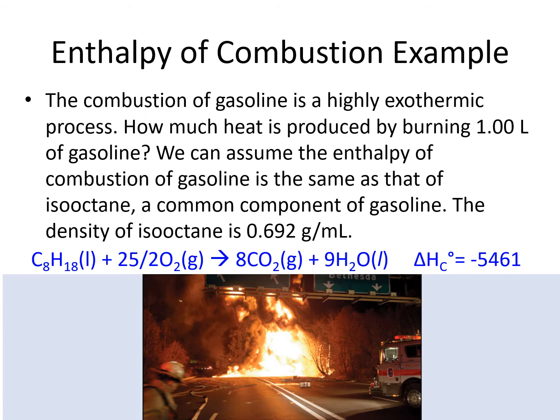Here's an example using a standard enthalpy of combustion. We're trying to figure out how much heat is produced by burning 1 liter of gasoline. We're going to assume the gasoline is basically made up of isooctane. If we look up isooctane in our table, we can find its equation and its delta H associated with it. We're also given in the problem that the density of isooctane is 0.692 grams per milliliter.